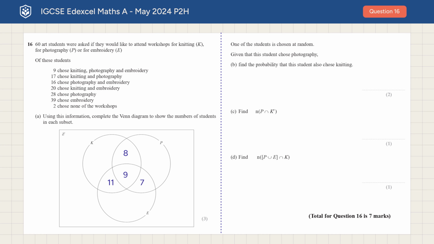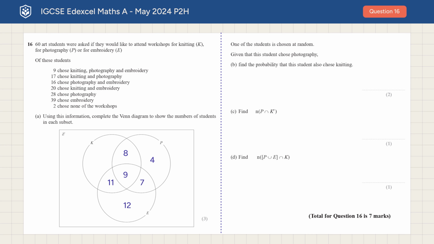Now we can find the students who chose only 1 workshop. For photography, the total is 28. We subtract all the students already accounted for in that circle. That's 8 plus 9 plus 7. 28 minus 24 equals 4. So 4 students chose photography only. For embroidery, the total is 39. We subtract the students in the intersections involving embroidery, 11, 9, and 7. 39 minus 27 equals 12. So 12 students chose embroidery only.